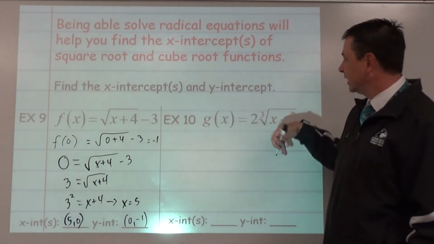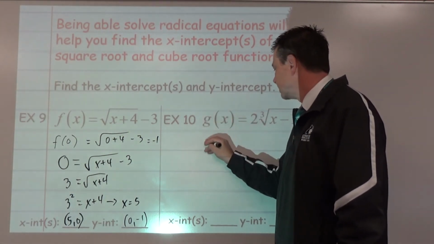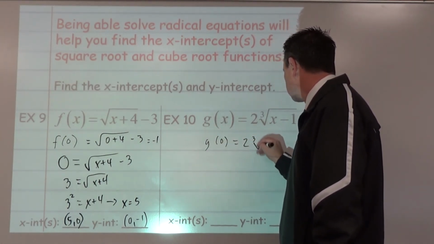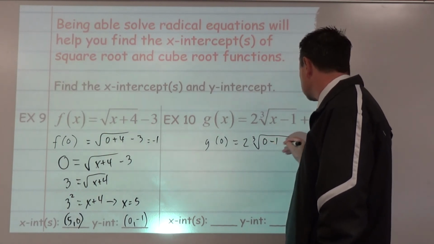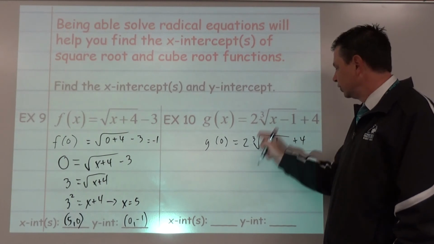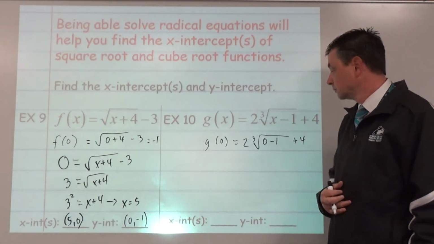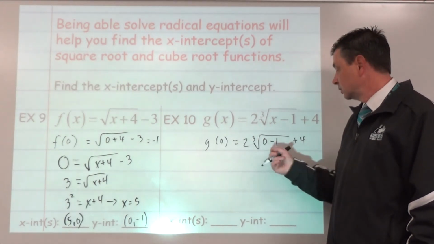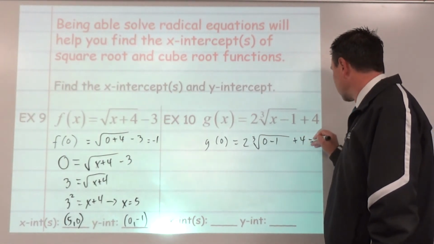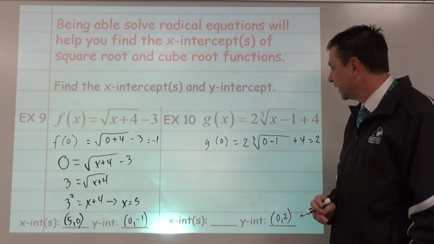Let's try that here again for a cube root problem. So we would start with the y-intercept. You don't have to, but I like to. g of 0. All right, so we would get the cube root of -1. What's the cube root of -1? It is -1. Times 2 is -2. Add 4 is 2. We've got a y-intercept of 0, 2.